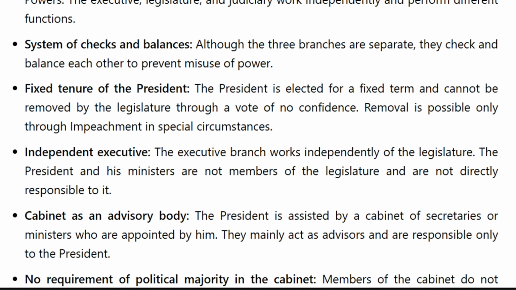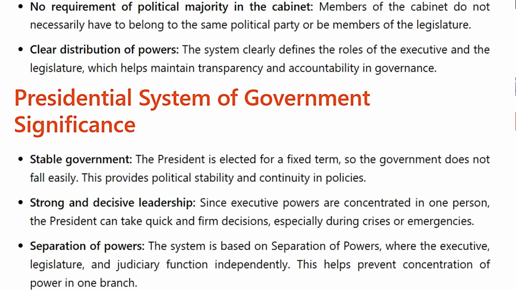No requirement of political majority in the cabinet. Members of the cabinet do not necessarily have to belong to the same political party or be members of the legislature. Clear distribution of powers. The system clearly defines the roles of the executive and the legislature, which helps maintain transparency and accountability in governance.